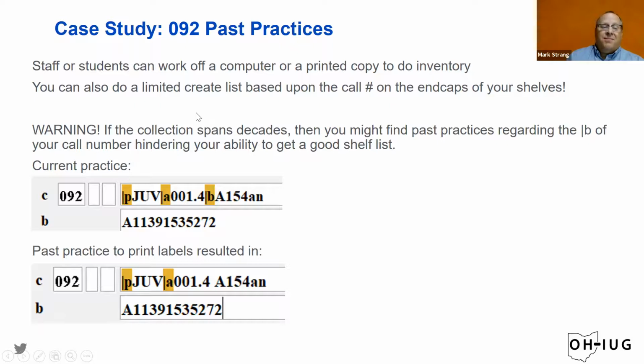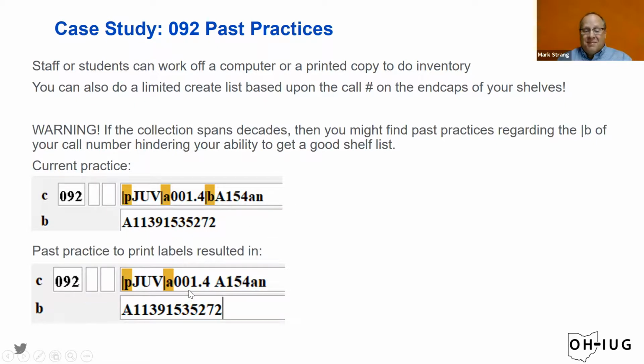Warning I want to give you about past practices. If your collection spans decades, you might find the past practice regarding the use of the subfield Bs of your call numbers hinders your ability to get a good shelf list. We ran into this. They had different practices for how they would create their call numbers. Here is an example of a more modern way of doing it, with subfield P for the juvenile, subfield A for the first part, and subfield B for the second part.